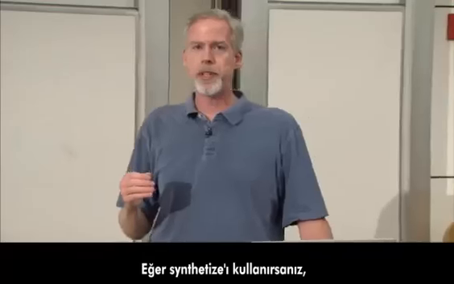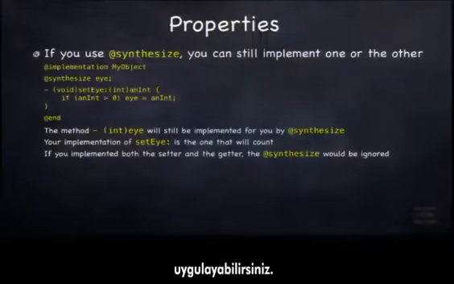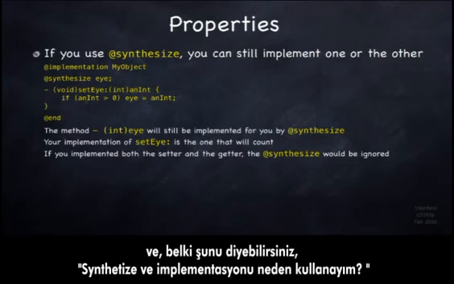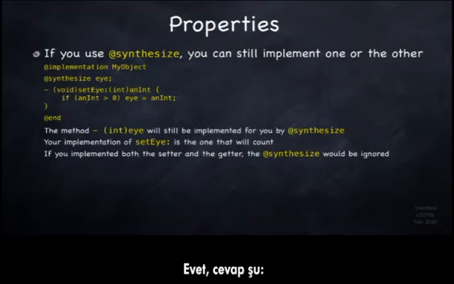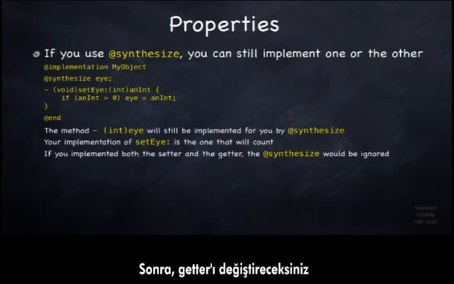If you use synthesize, you can still implement the setter or the getter, or both. Okay? Your implementation will trump synthesize. Now you might say, well, why would I use synthesize and implement? Well, the answer is you want to use synthesize to synthesize both the setter and the getter, and then you're going to change the getter, or you're going to change the setter.